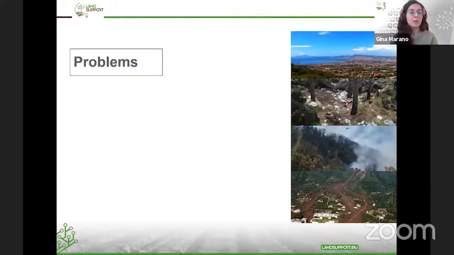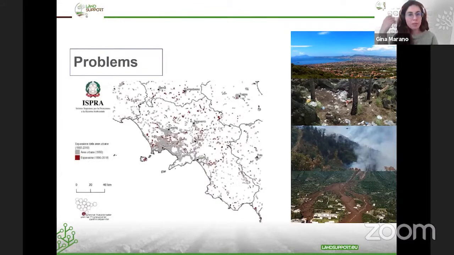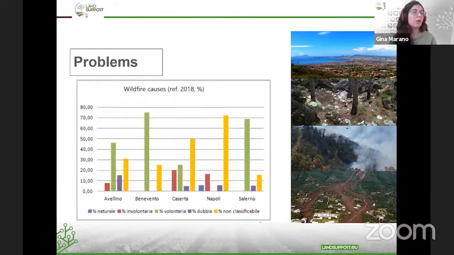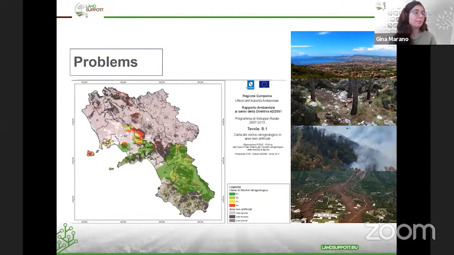And as said, why is management needed in Campania region? Because Campania region is quite problematic. We mentioned before climate change, we mentioned before the human impact and other related disturbances. And this is particularly true in Campania region due to the fact that land use change and in particular soil sealing is a huge issue in the region, followed by wildfire causes, which are mostly anthropogenic, unfortunately.